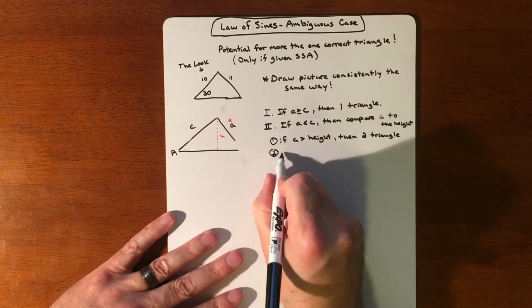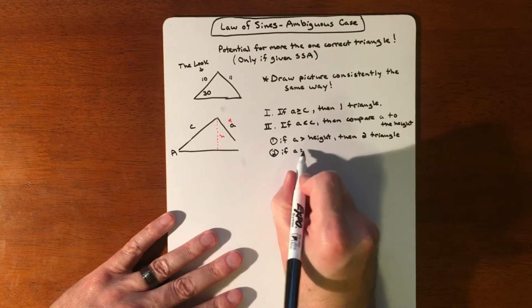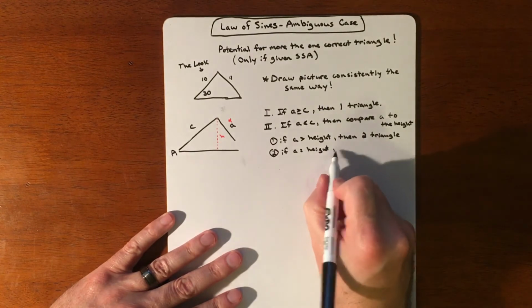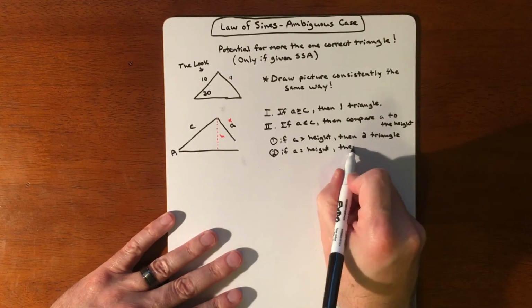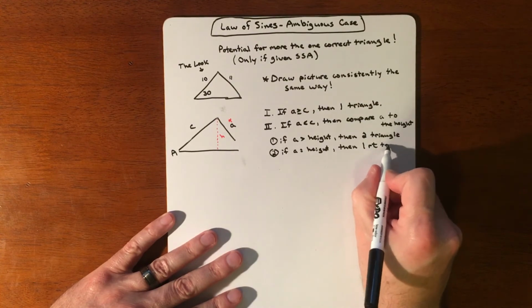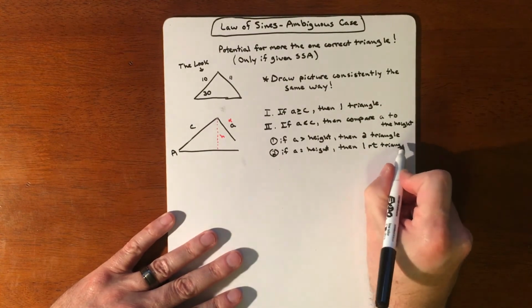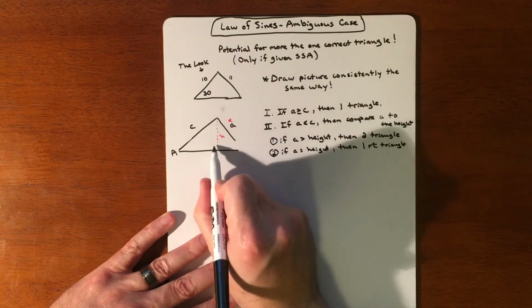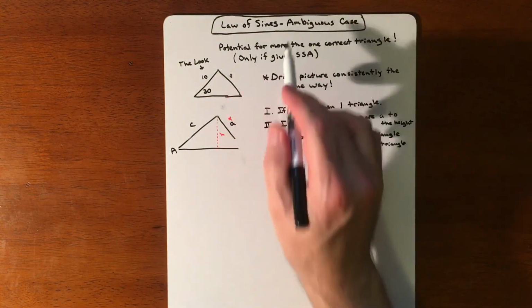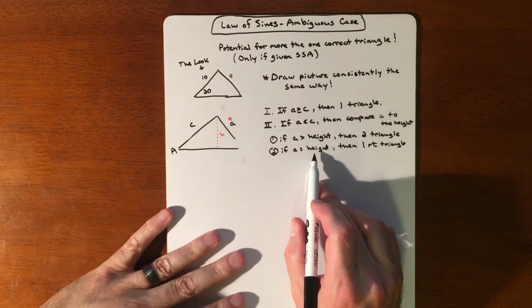If A is equal to the height, then you have one right triangle. It's actually a right triangle because if it's the height, it is a right triangle. All right, so then you don't need law of sines at all. You can just do SOHCAHTOA kinds of stuff.